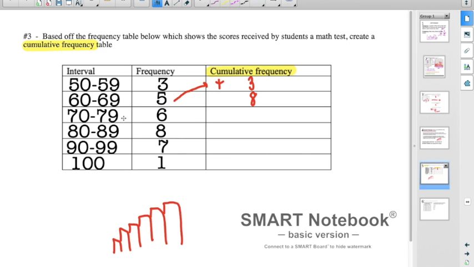So the new cumulative frequency for 70 to 79, I'm taking my previous one and adding it to my new one. So now I'm doing 6 plus 8 to get 14. And then I keep continuing this process. 8 plus 14, I get 22. 22 plus 7, I get 29. And then 1 plus 29, I get 30. So all together, there were 30 students that took this test, and that's our cumulative frequency. Okay?